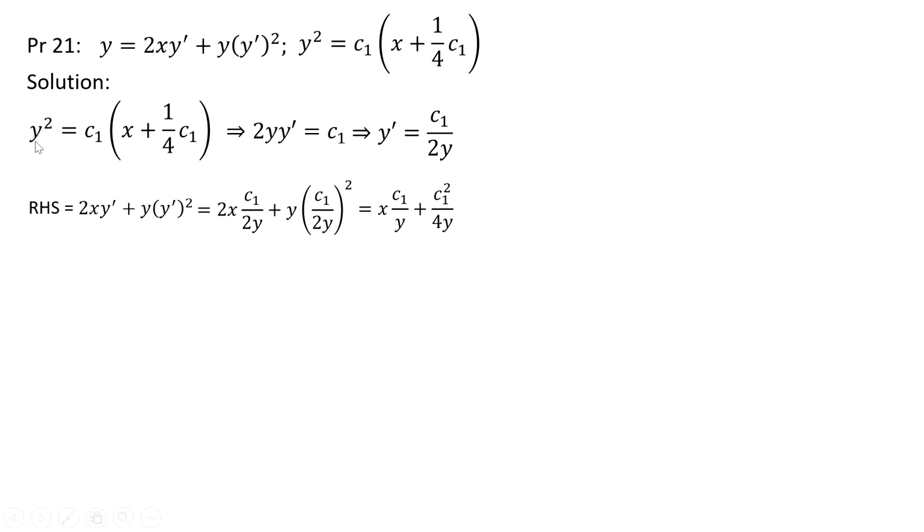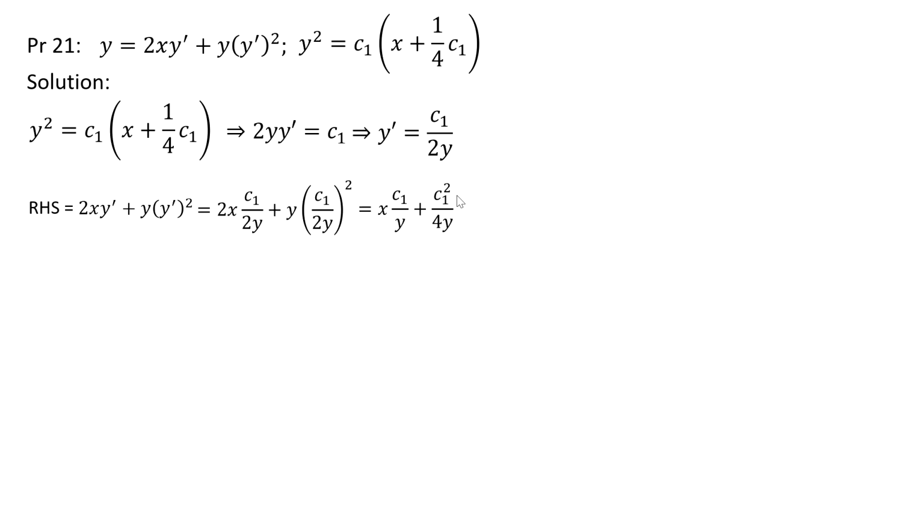Notice what y square is equal to. y square is equal to c1x plus 1/4 c1 square. Would you agree if I multiply this out, distribute it out? y square is c1x plus 1/4 c1 square.